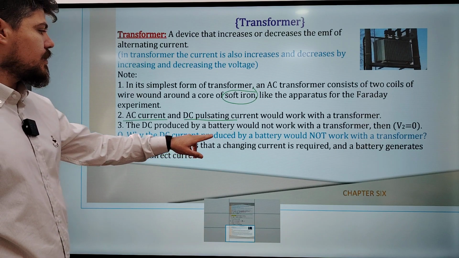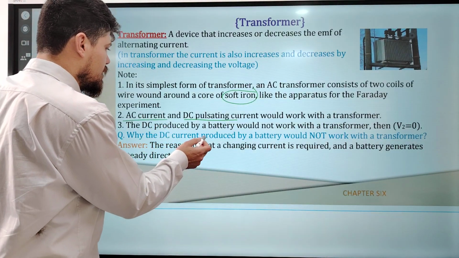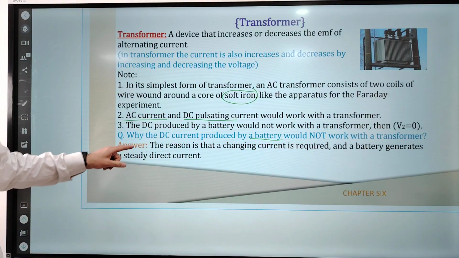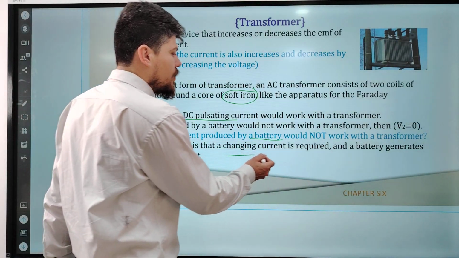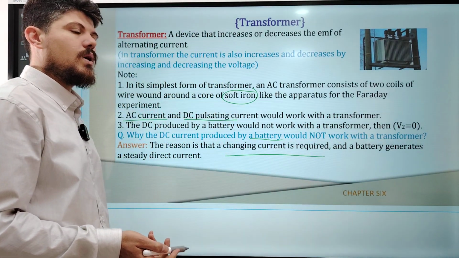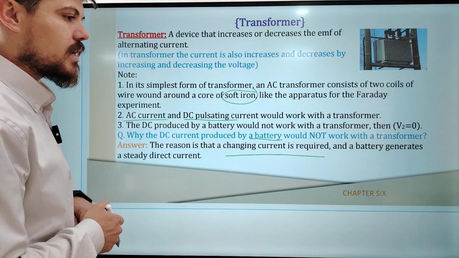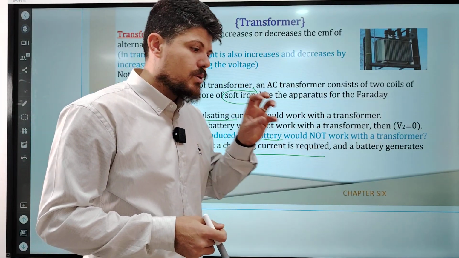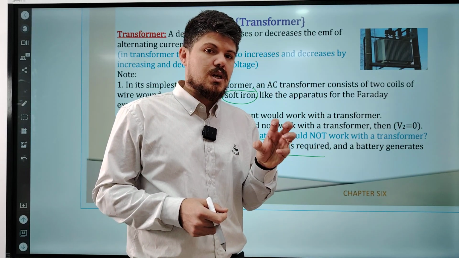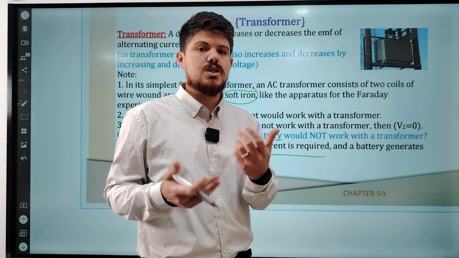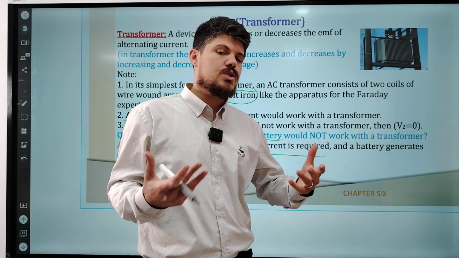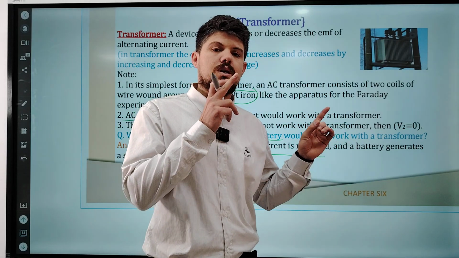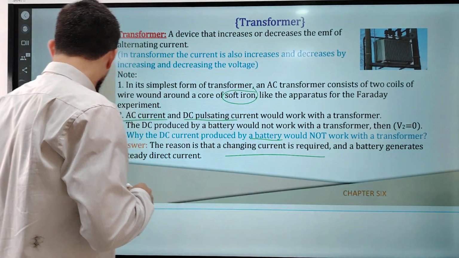So why not DC current? When we say DC current, it means that the DC current of a battery would not work with the transformer, because the reason is that changing current is required for what? For the changing magnetic flux from the primary coil to the secondary coil, because the induced potential difference in the secondary coil depends on the change in magnetic flux. When there is no change in magnetic flux, there is no potential difference induced in the output circuit.